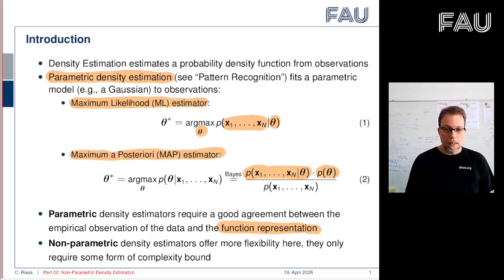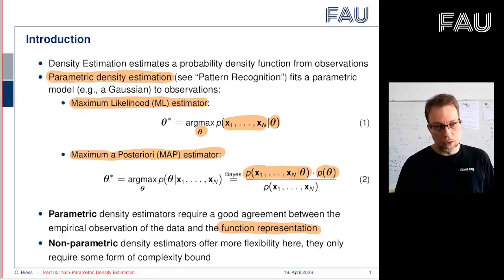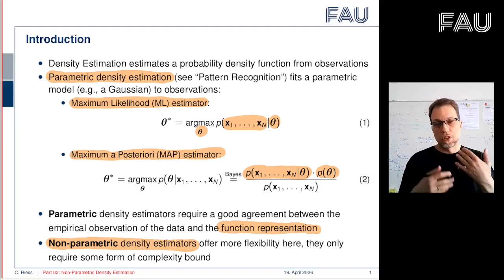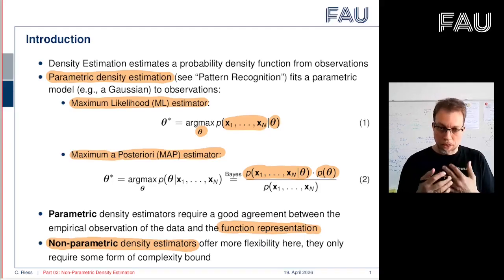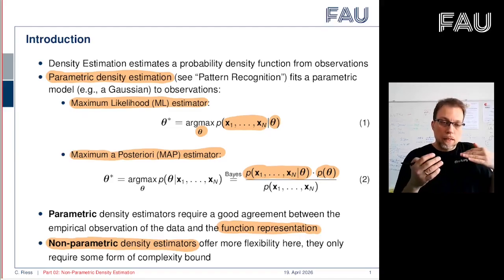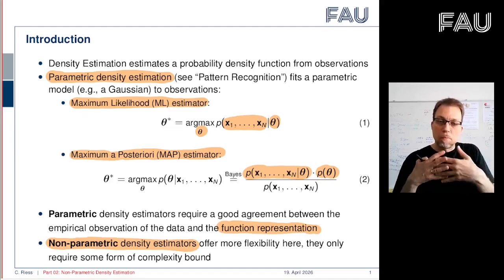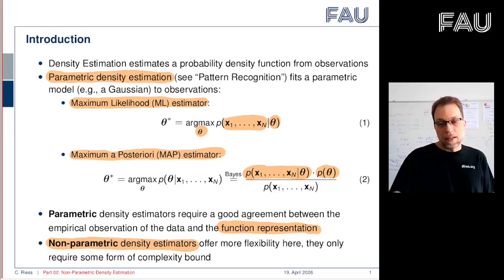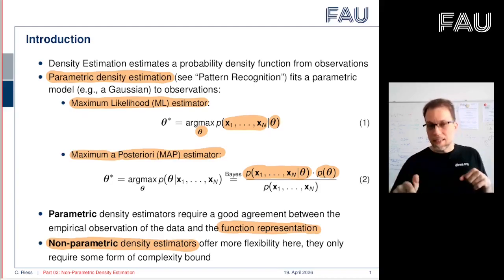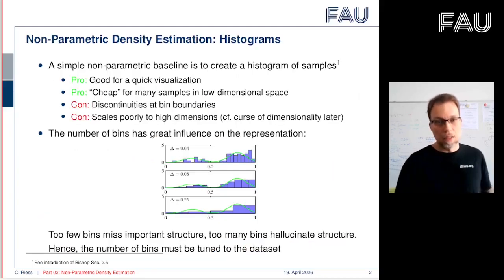But another possibility is to use a so-called non-parametric density estimator. Non-parametric density estimators offer more flexibility when it comes to the choice of functional representation. They're more indirect at this point. So they only require some form of a complexity bound. And so to say, like, how much detail should I put in this density? Let's have a closer look.